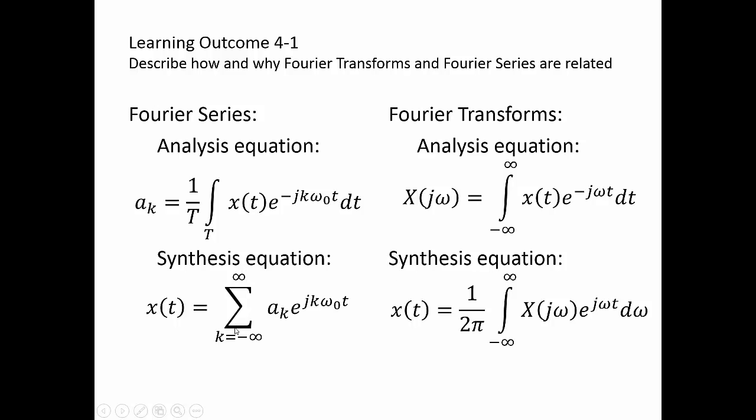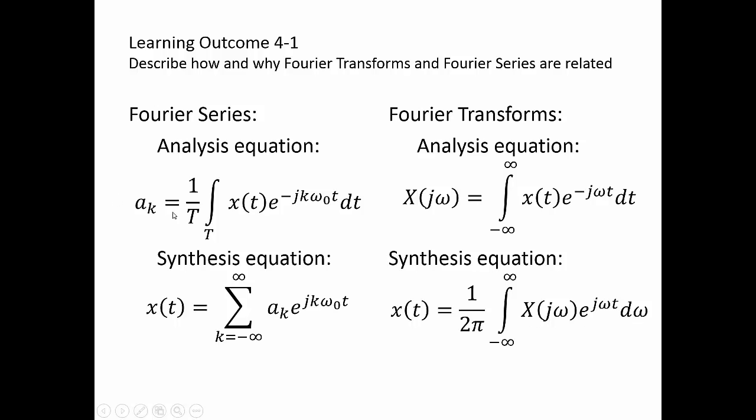Synthesis equation. We're summing from k's negative infinity to infinity, and we just change to an integral. Well, if omega is continuous, summation becomes an integral. That makes sense. Our a sub k is what we had from our analysis equation, and that became X(j omega). So our a sub k is going to become an X(j omega). e to the j k omega naught t, e to the j omega t, since k times omega naught is omega. There's our t. We have a d omega now.